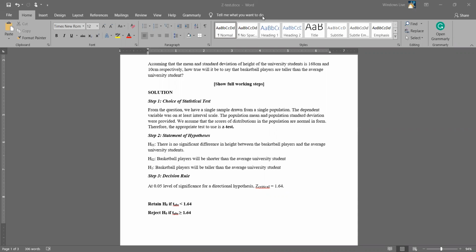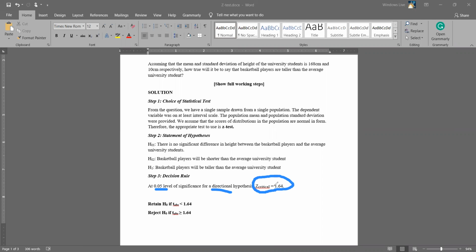So this is how you state it. You indicate at 0.05. So I'm telling my reader that my level of significance is 0.05 and the hypothesis was directional. Therefore, there's the z-critical value that I'm putting.